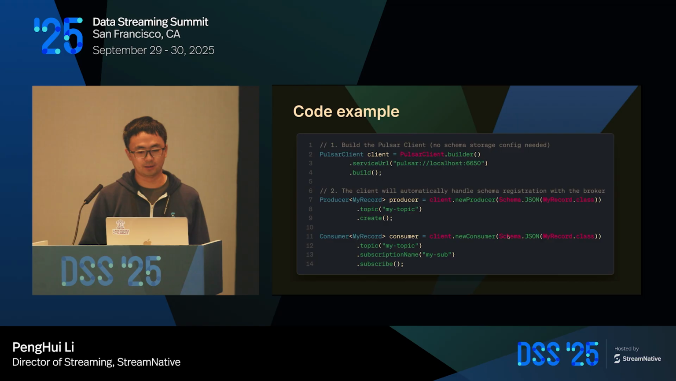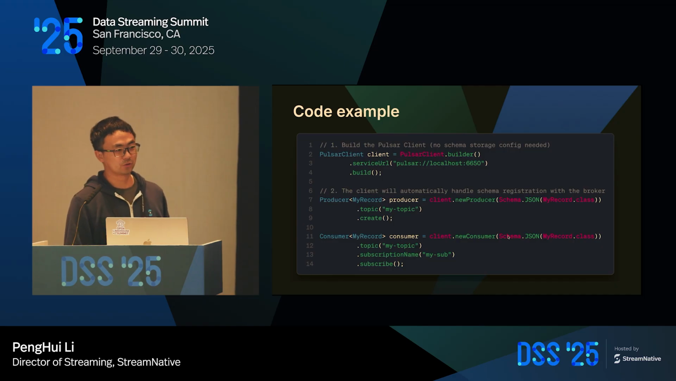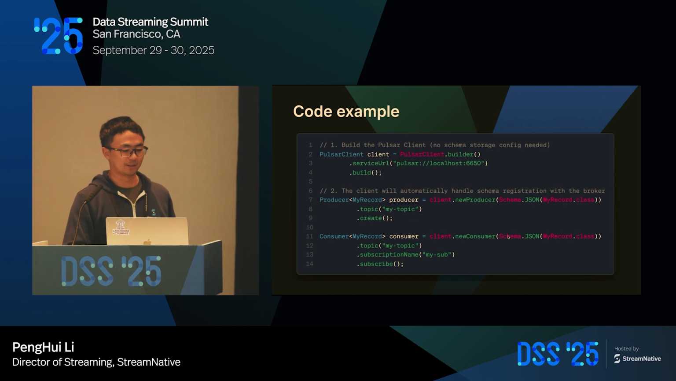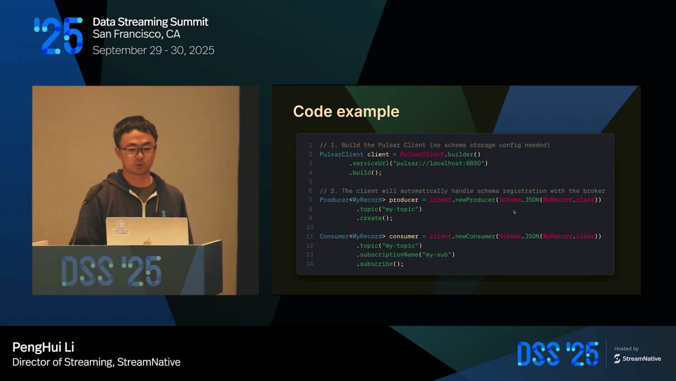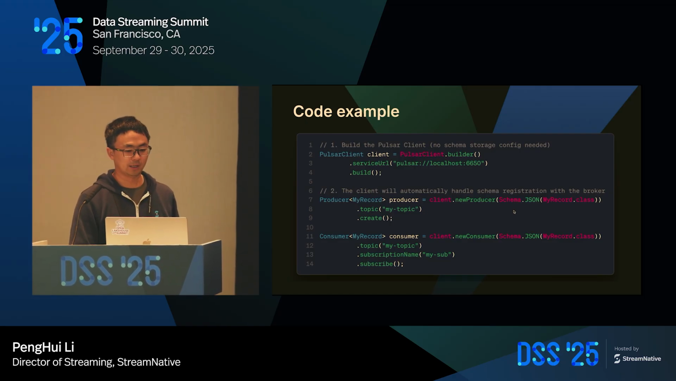Here is the code example. It's pretty simple. You can see there is no extra schema registry link, URL, or credential to manage to talk to the Pulsar schema registry. There is only one service URL, the broker service URL, for the client, and then you can create producers and consumers with schema. In this case it's a JSON schema, and your POJO is just MyRecord. You can define any field for your MyRecord. Everything is handled by the Pulsar client.